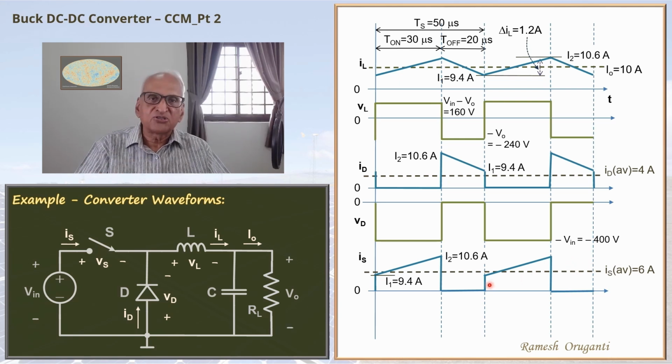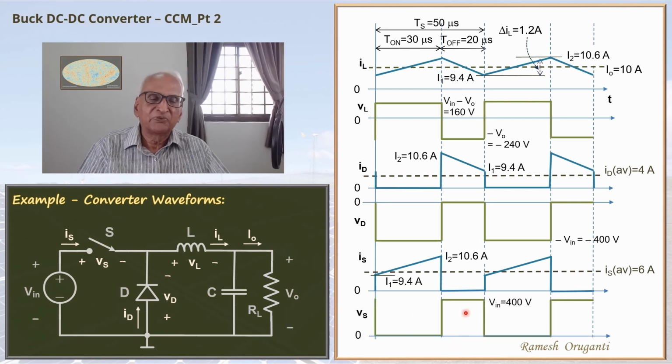Lastly, we can plot the switch voltage waveform. When the switch is on, of course, the voltage is 0. When the switch is off, as we saw, the switch voltage will be equal to Vin. So the voltage is 0 here and then the voltage goes to 400 volts here.